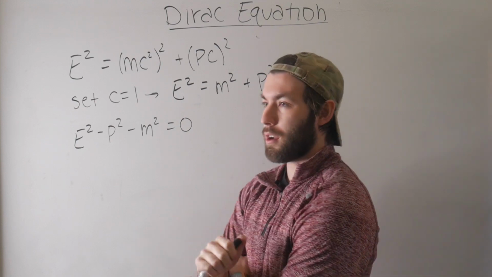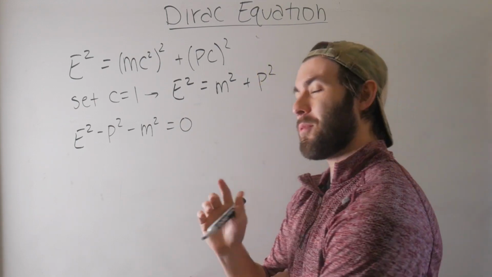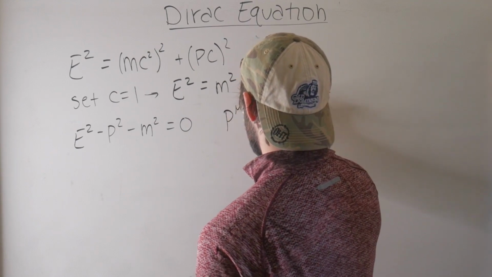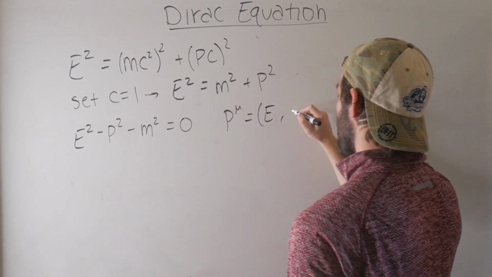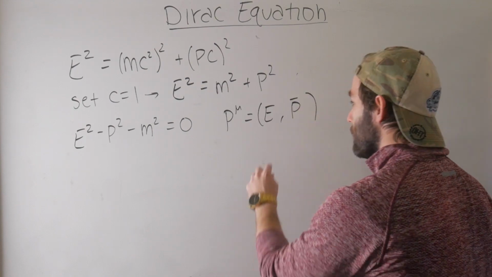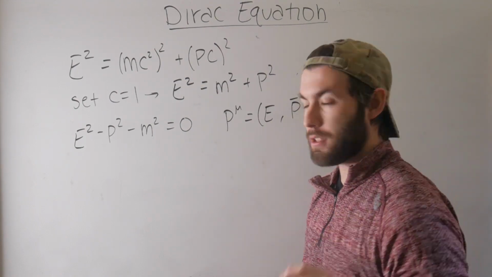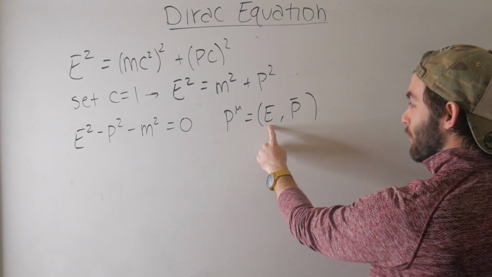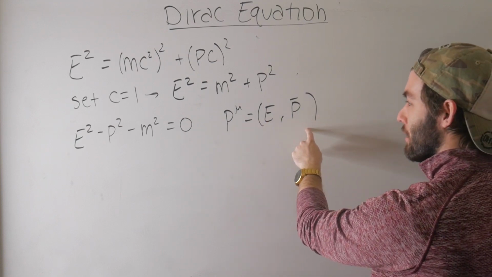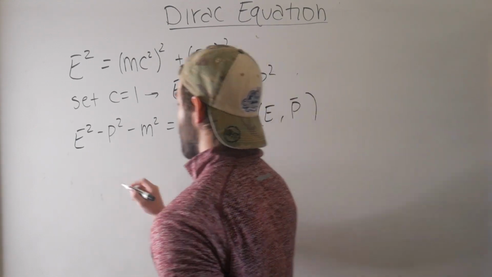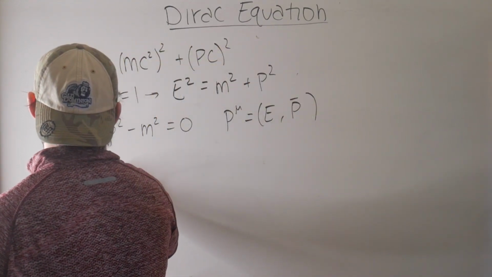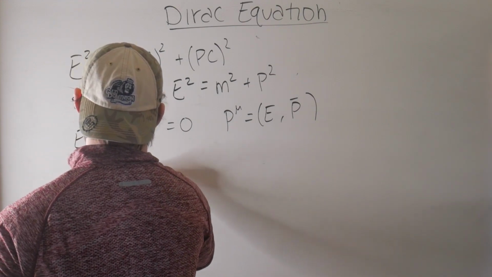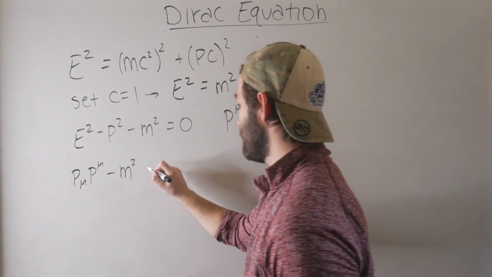Now a light bulb should be going off in your brain that says, oh, that's why you wanted to do a 4-vector, Andrew. Because if we take the 4-momentum, which is equal to the energy and the regular momentum, keep in mind this is really E over c, but c is always 1, then if I contract it with itself, we just get E squared minus p squared. So we can rewrite Einstein's relation as p_mu p^mu minus m squared equal to 0.